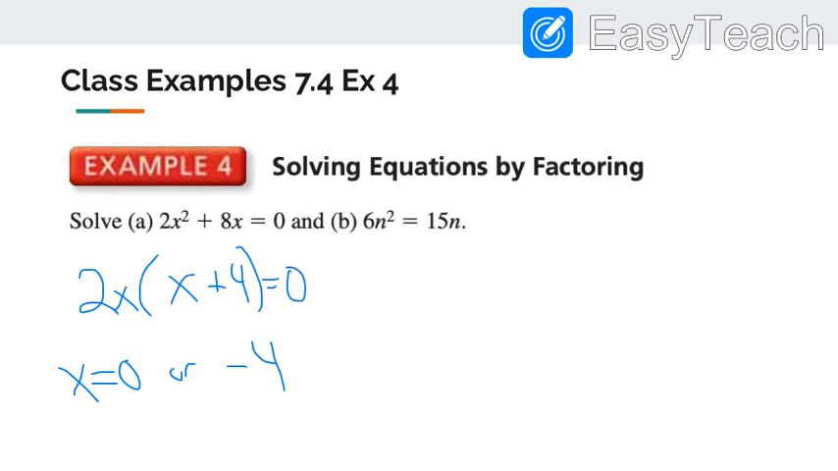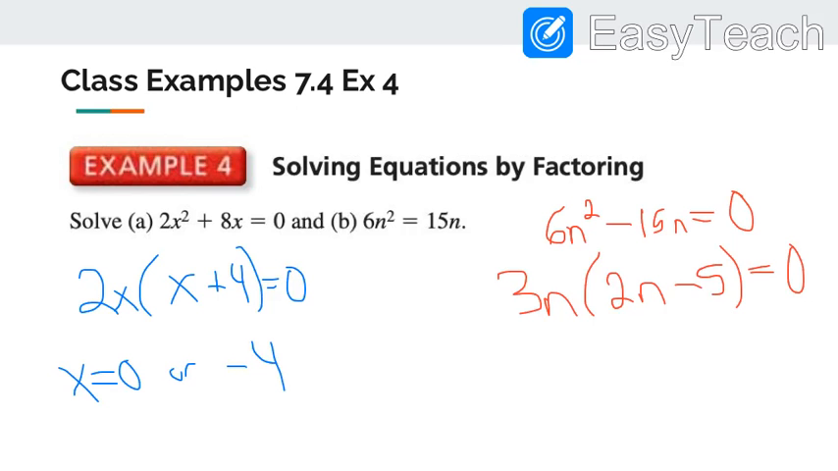For b, we'd want to rewrite this one. So instead of writing it as 6n squared equals 15n, we would want to rewrite this as 6n squared minus 15n equaling 0. And then from there we factor it. 3 multiplies into both, so we'd divide out a 3. n multiplies into both, so we divide out an n. We'd be left with 3n times 2n minus 5, because 3n times 2n is 6n squared, and we'd be left with a -5.